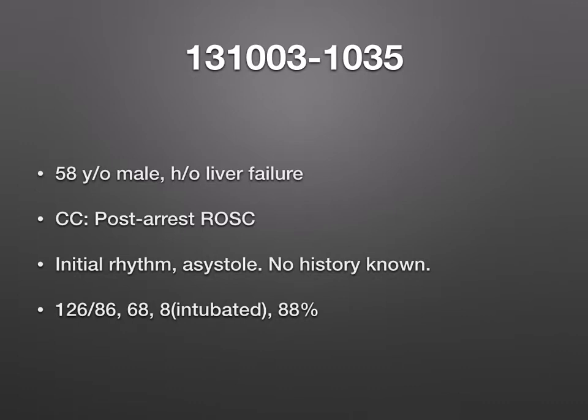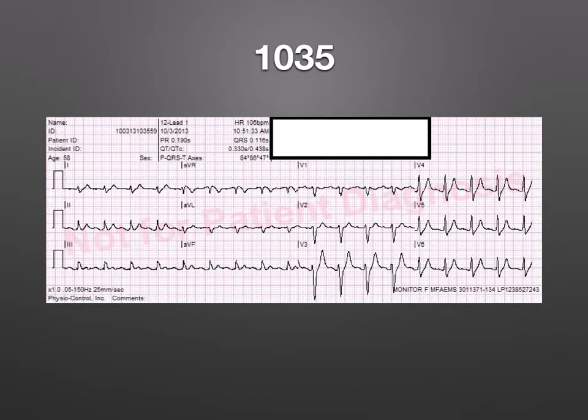We got pulses back, and as a matter of fact, we got pretty decent vital signs. So there's the blood pressure and pulse. We're bagging him around 8 times a minute, and his initial documented saturation was 88. So, post-ROSC patient, we get the 12 lead, and we understand why it's important to get the 12 lead, because if this were a STEMI that caused the arrest, he needs to get to the cath lab. So here is the first ECG.